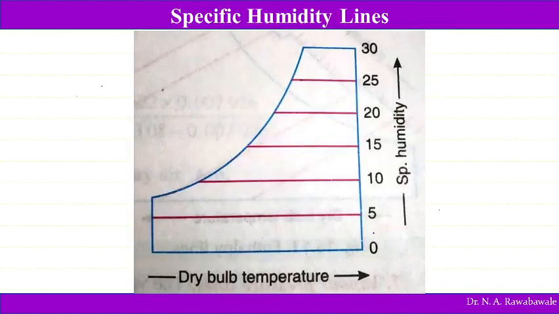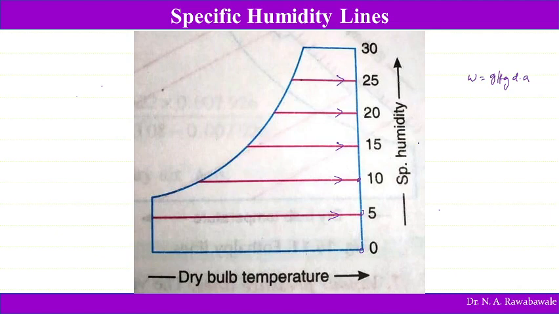Here the second line is known as the specific humidity line. Specific humidity we have just defined, and the specific humidity is omega, that is humidity ratio. Omega is given in grams per kg of dry air. It is also represented on this psychometric chart with the help of horizontal lines. These horizontal lines, which are parallel to the x-axis, are uniformly spaced: 0 specific humidity, 5, 10, 15, 20, 25 and 30.